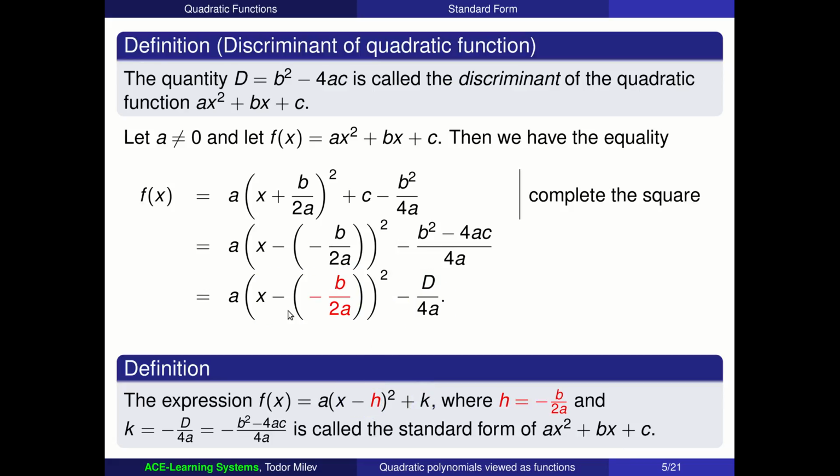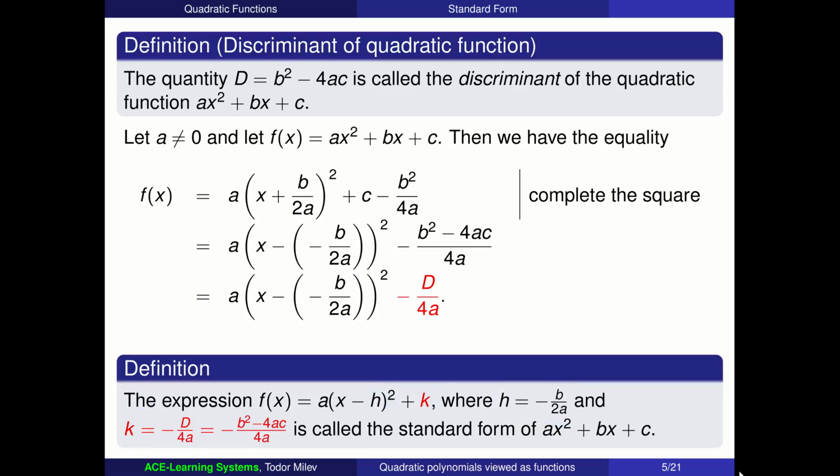From the process of completing the square, we saw that if the quadratic is in the form a times (x minus h) squared plus k, then h must necessarily be equal to minus b over 2a, right, for that to make sense. And the number k must necessarily be equal to negative D over 4a, where D is that magic discriminant, or k must be equal to minus (b squared minus 4ac) over 4a.